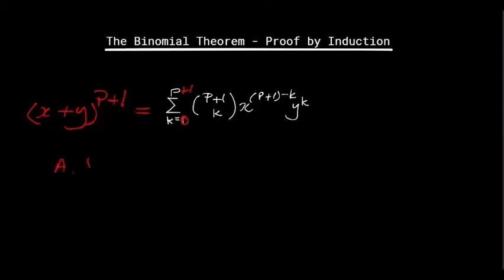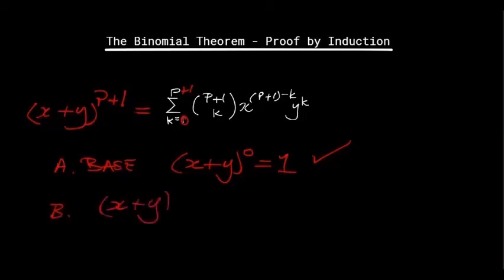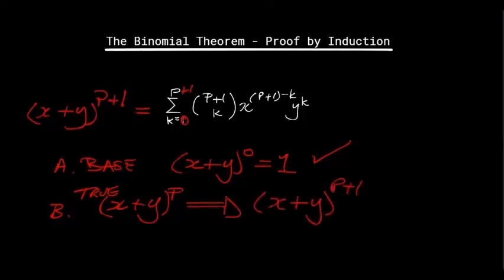So what have we done? We've shown the expression is true for x plus y to the power of 0. So what did we do with b? We've shown that if the expression is true for x plus y to some positive integer power, we are able to create the same expression for x plus y to the power of 1. Now, we've already demonstrated that it is true for some value p. I mean, we just set p to equal 0.